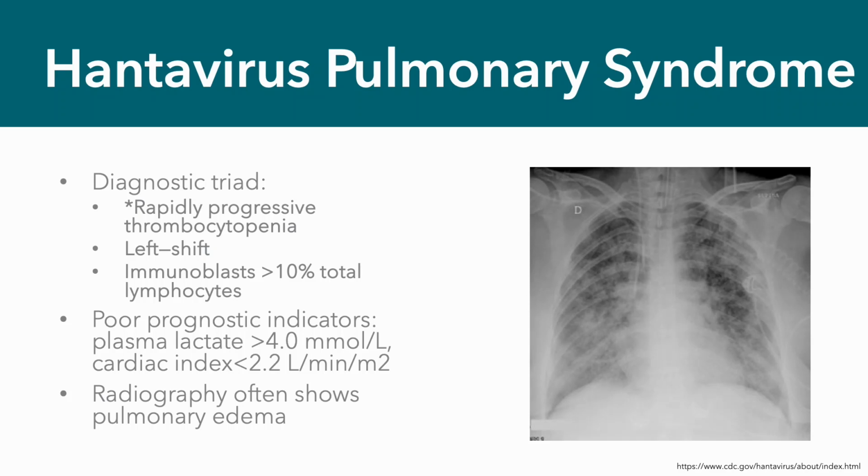But it's also important to note that the thrombocytopenia does not distinguish those who will develop more severe forms of disease later on. Additionally, there is often a left shift on a differential, and that left shift specifically includes immunoblasts, which are often greater than 10% of the total lymphocyte count. Some poor prognostic indicators include a plasma lactate level above 4.0 millimoles per liter, as well as a low cardiac index less than 2.2 liters per minute per meter squared. Chest X-rays will often be nonspecific, but usually show pulmonary edema similar to what would be seen in traditional ARDS.